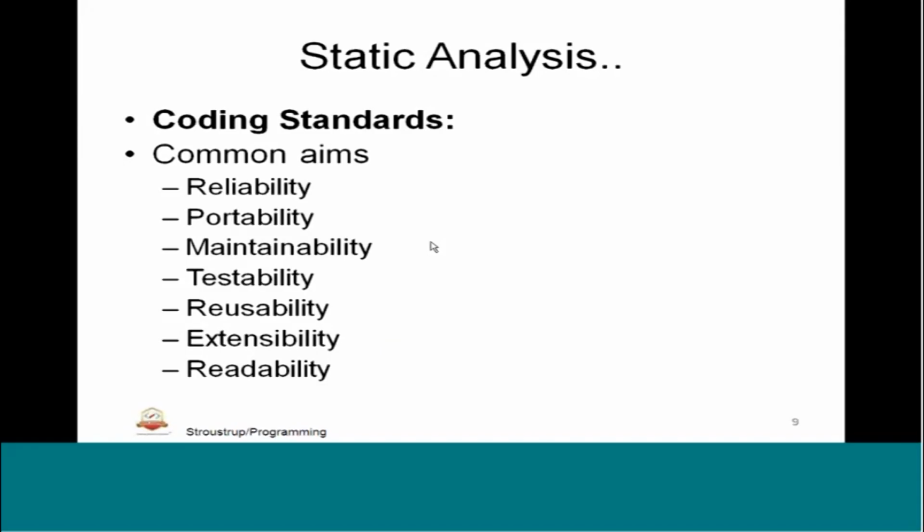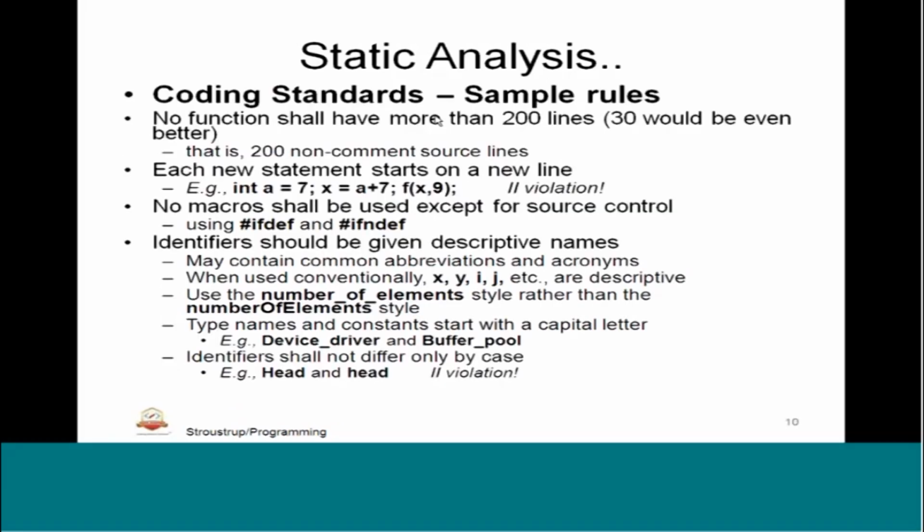Okay, so a few sample rules we'll try to go through for coding standards, which are obviously to be followed for any typical embedded software implementation. Okay, so what are those sample rules? No function shall have more than 200 lines. You know why? Because it's very difficult to maintain such a program.